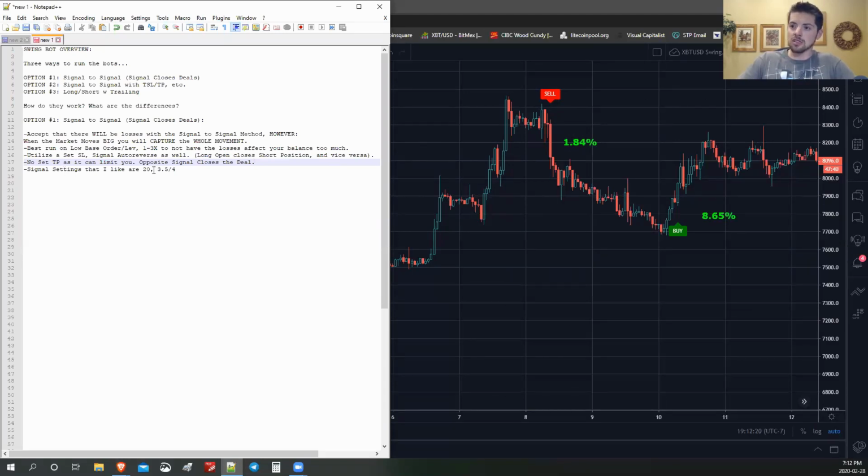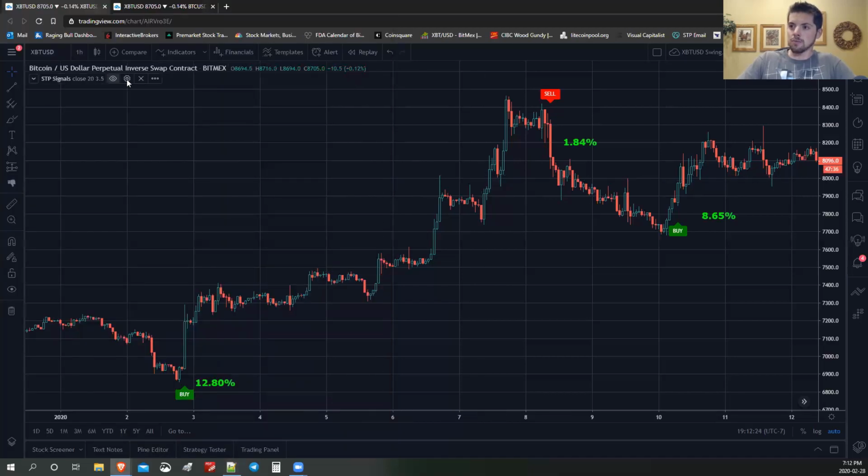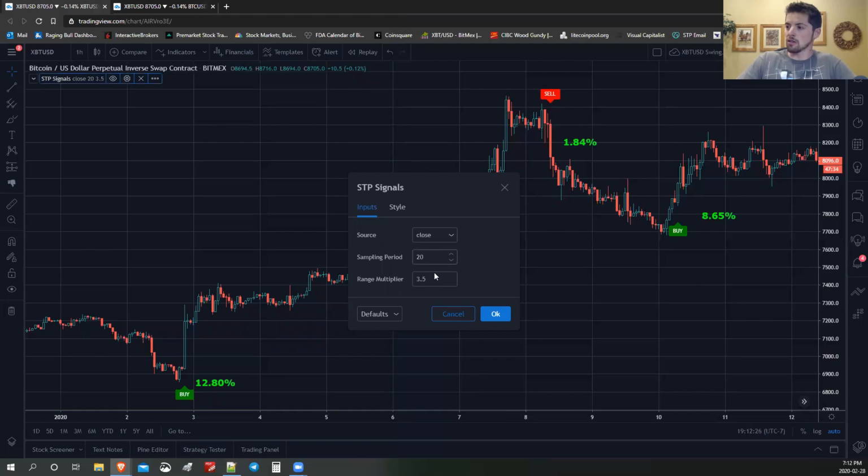The signal settings that I like are 20 and 3.5 or 4. For this backtest here, I just did 20 and 3.5. The lower the range multiplier, the more signals that you get, but also the more chances of fake out signals.